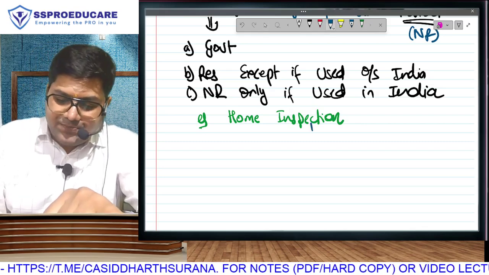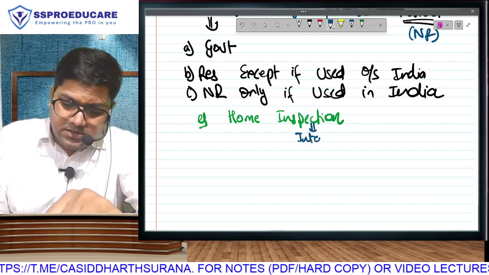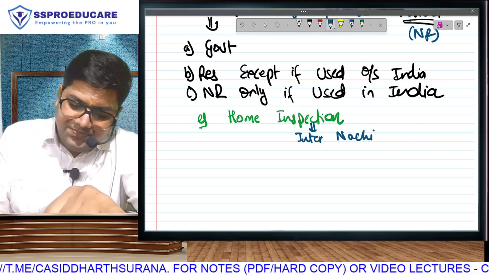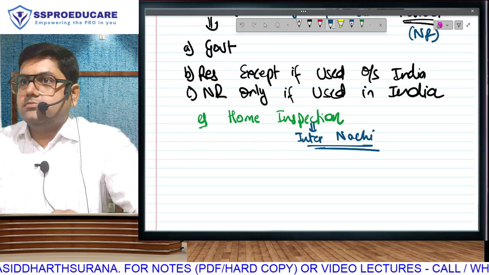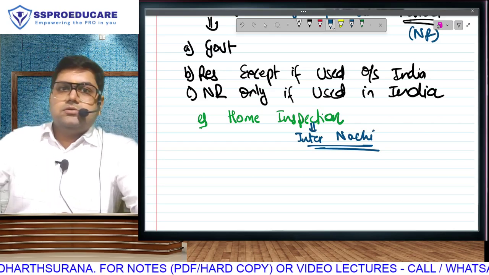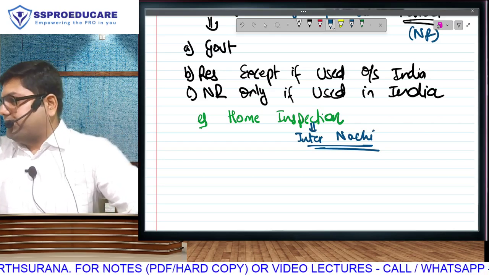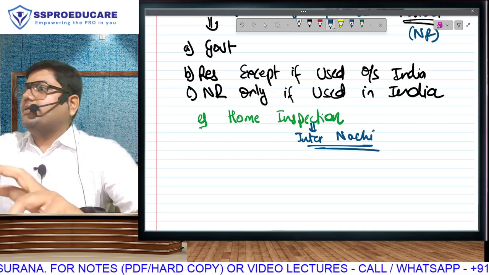There is a US company called Internachi. Whatever be the name of the company, this company is considered as the global leader of this business. Internachi, home inspection business. So what exactly is the nature of business?